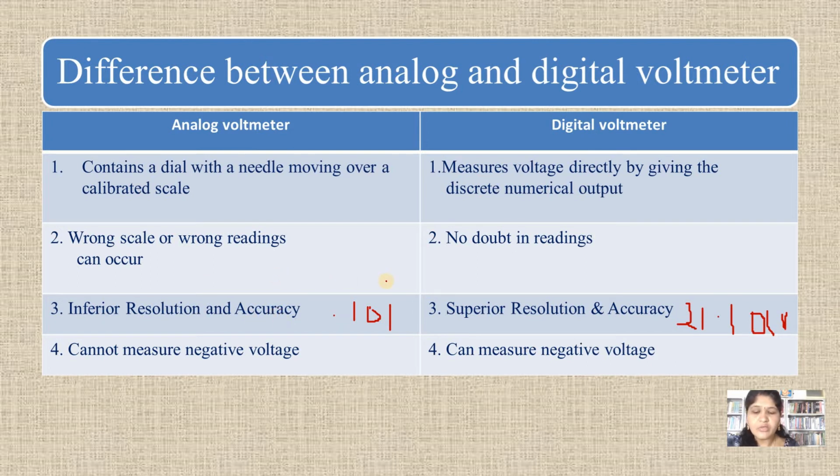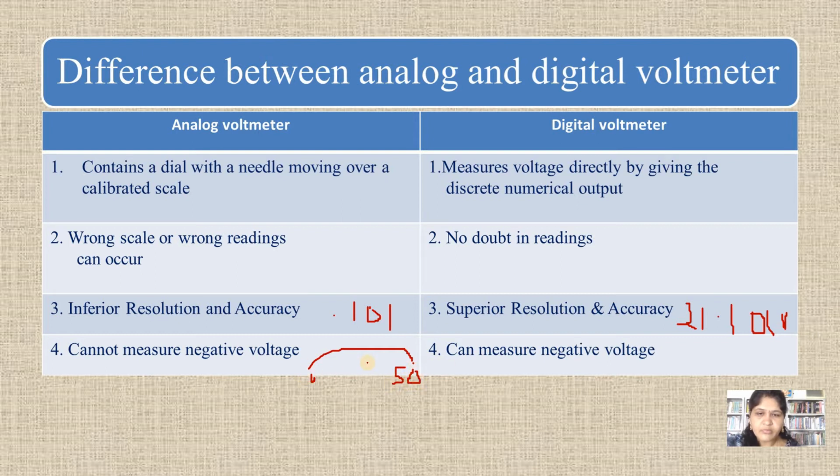Now if you want to read a voltage which has a negative value, that can be correctly indicated by the digital voltmeter. We can read positive and negative values by using digital voltmeters, but when compared to analog voltmeters, we are unable to read the negative values. Why? Because the scale will take the values, noted from 0 to 50.